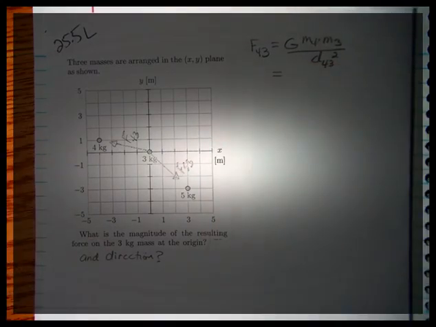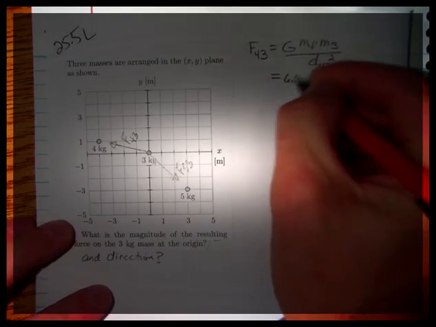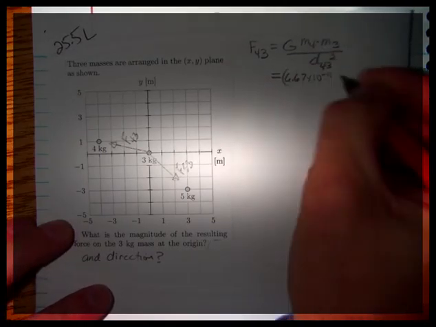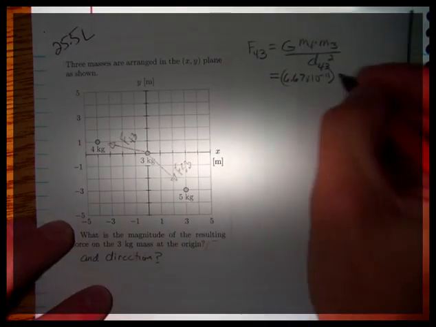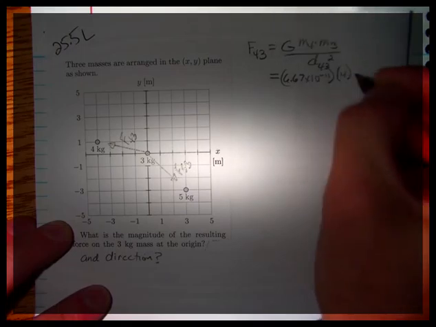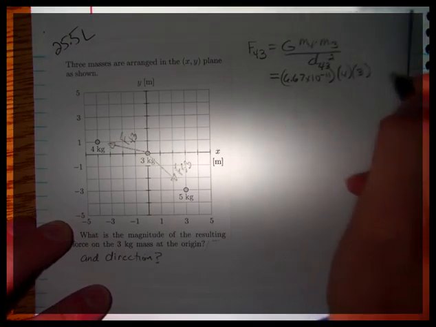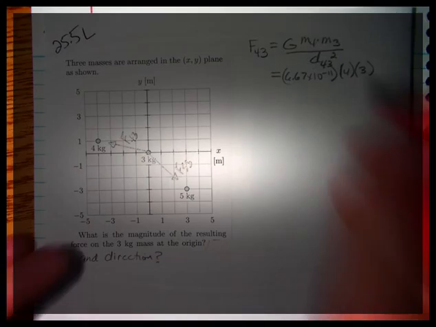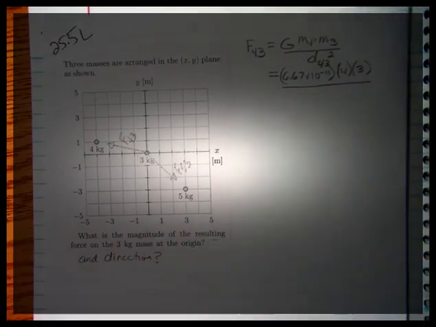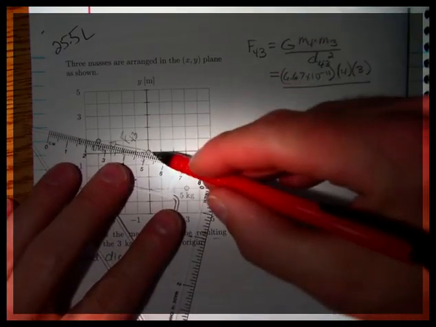Okay. All right. So G is 6.67 times 10 to the minus 11. Okay? The mass of 4 is 4, and the mass of 3 is 3 kilograms. Right? And the distance between them, we need to use our geometry, which is what? The distance formula. Wow, that's great. Okay, so we're going to use the distance formula. We're going to break out the Pythagorean theorem, and we're going to solve for the length of the hypotenuse of this right triangle.